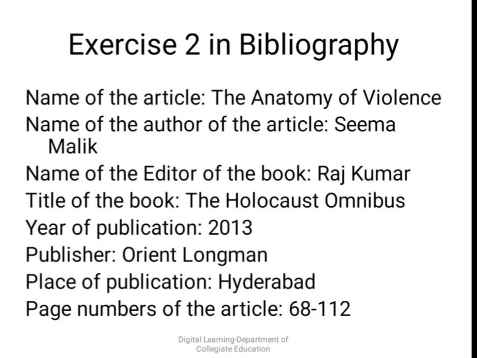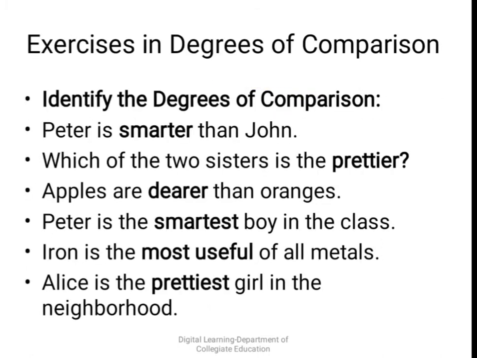If it's an article, then the title of the article is The Anatomy of Violence. Name of the author of the article is Seema Malik. Name of the editor of the book where this article is found is Raj Kumar. The title of the book is The Holocaust Omnibus. Year of publication is 2013. Published by Orient Longman at Hyderabad. And page numbers of the article are 68 to 112. So you need to rearrange these details according to the bibliography format.